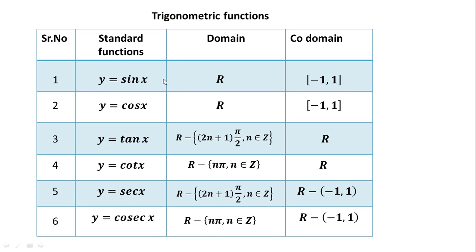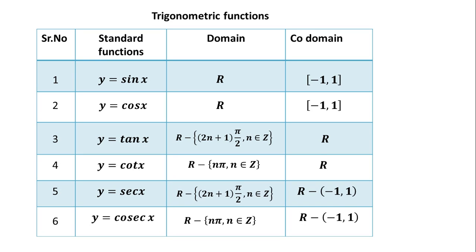So to become a function, we have to define the proper domain and codomain. So this is just a revision of how to define the trigonometric ratios as functions and the corresponding domain and codomain. Now today we are going to discuss how to draw the graph of the trigonometric functions.